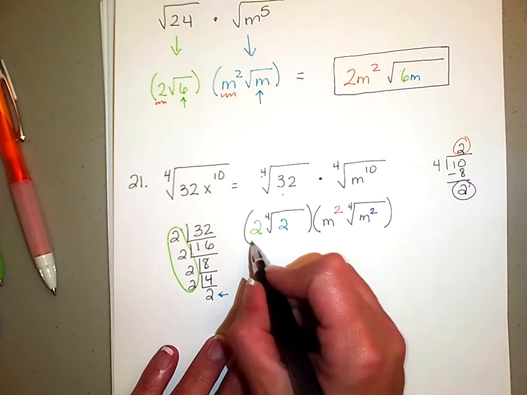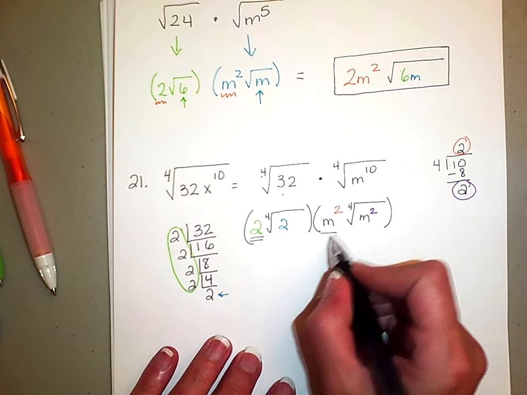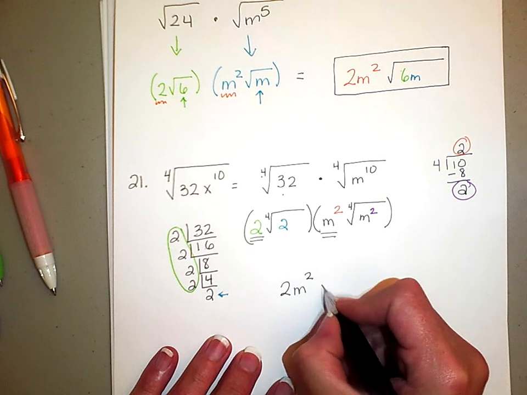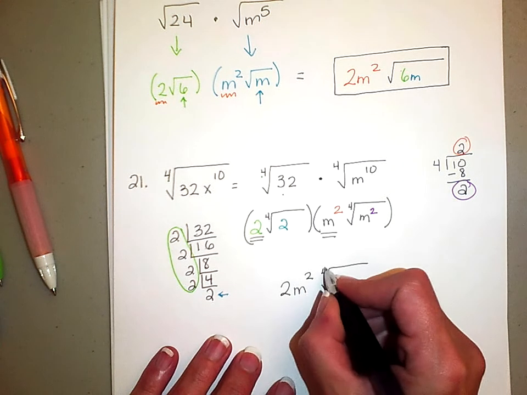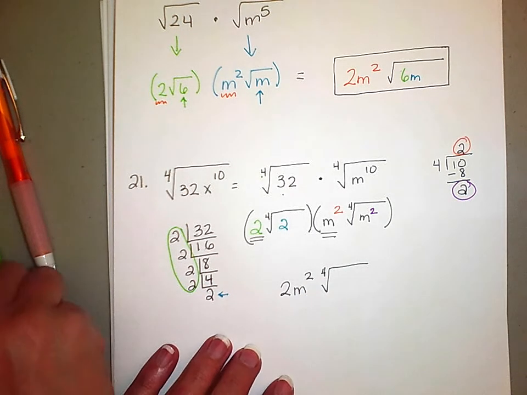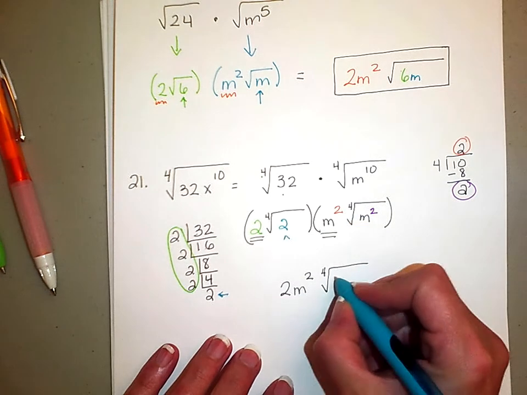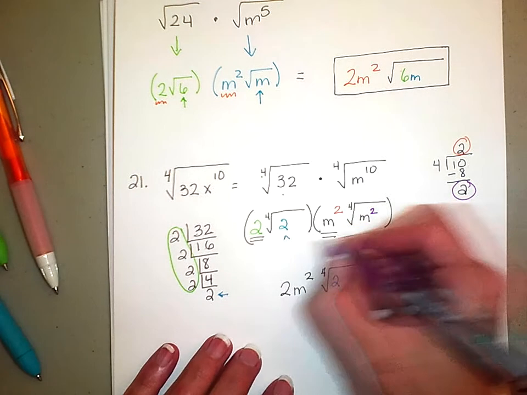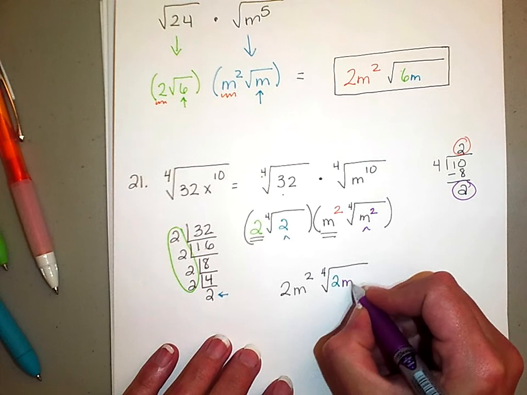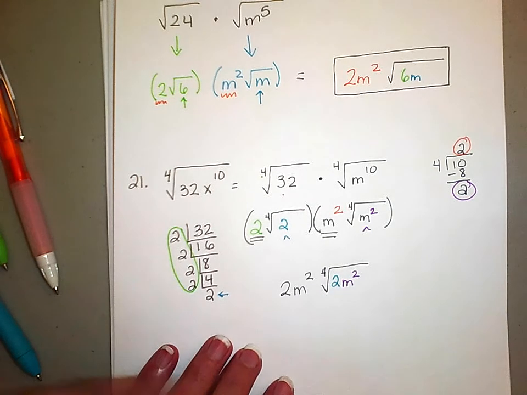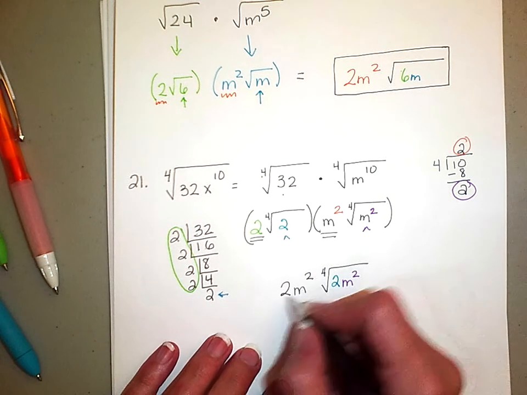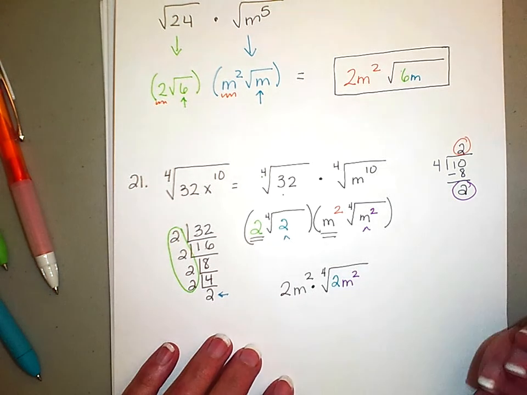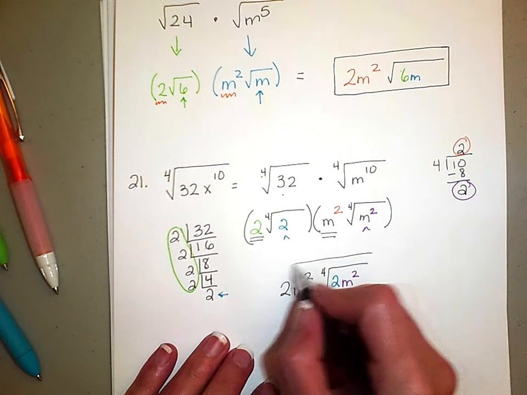Now we will multiply on the outside just as we did above. Again, we'll have 2m squared times the 4th root, and then we have to take what's underneath the radicals. 2 times m squared. So in the end, our answer is 2m squared times the 4th root. If you want to put the multiplication, you can, of 2m squared.